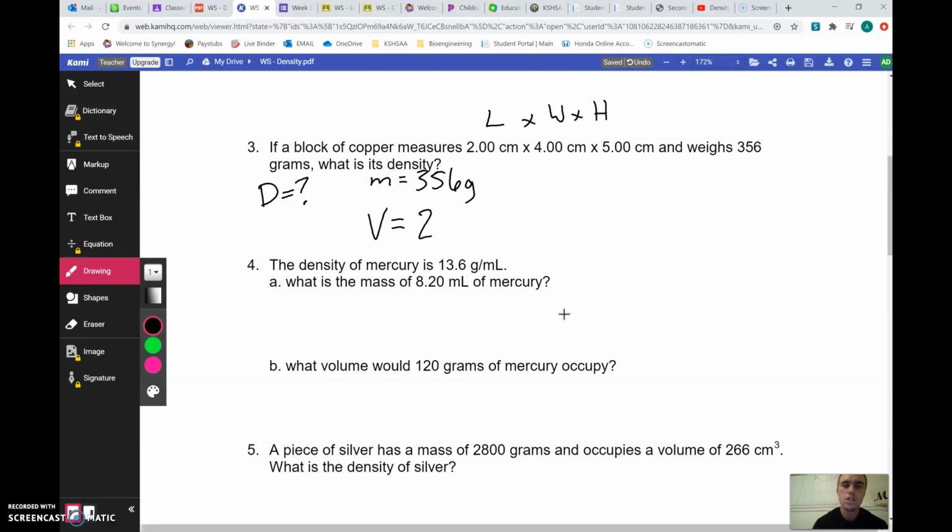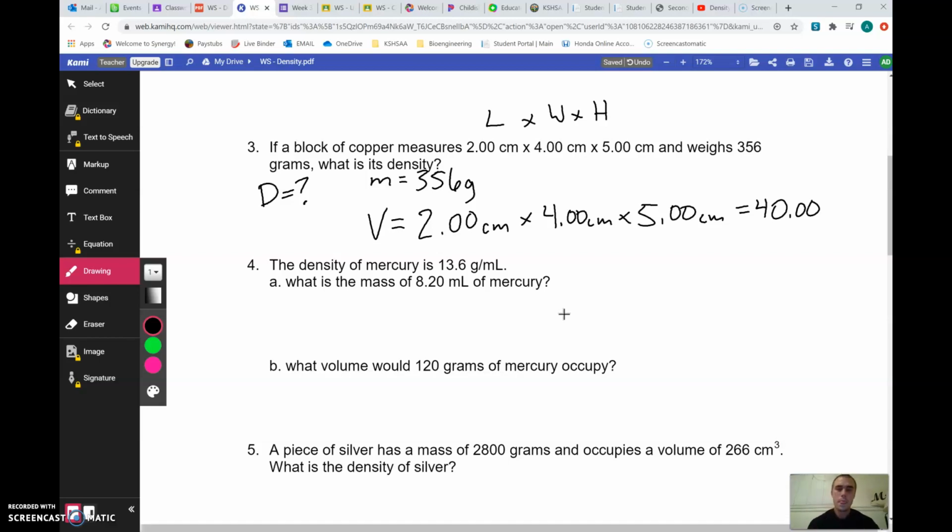So I'm going to take 2.00 centimeters times 4.00 centimeters times 5.00 centimeters. 2 times 4 is 8. 8 times 5 is 40. So I have 40.00 centimeters times a centimeter.